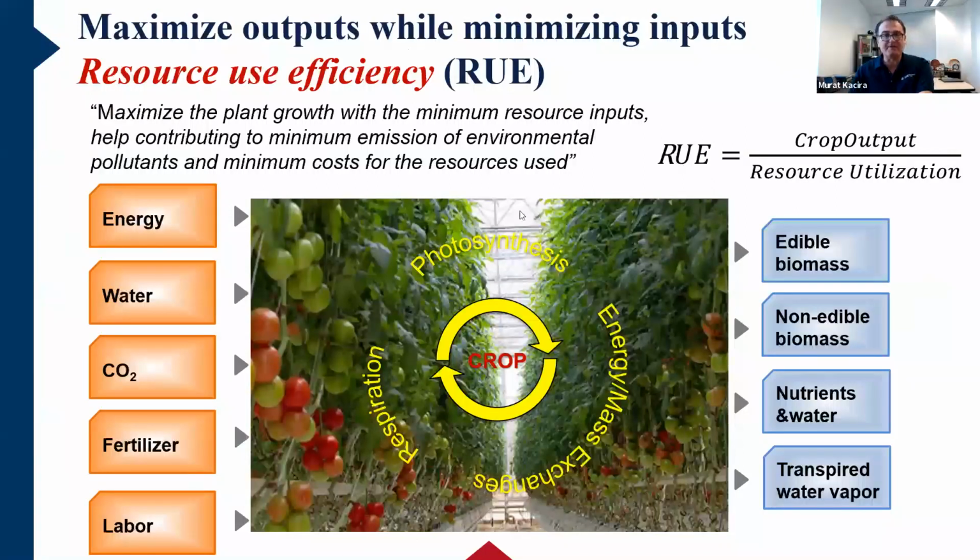Our metric should really emphasize resource use efficiency. Of course, we will focus on the crop yield and quality, as this is the outcome that we are really looking into. However, we will need to consider the resource inputs in terms of energy, water, carbon dioxide, fertilizer, as well as labor input. We can monitor these resource utilization on the input side, but we can also directly or indirectly quantify them through simulation or modeling for the edible biomass or non-edible biomass or other outputs that we can consider as part of the production system.